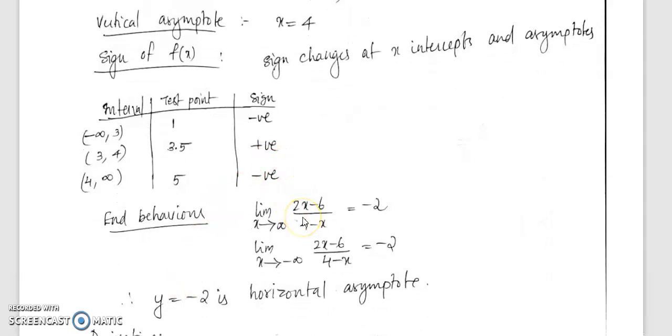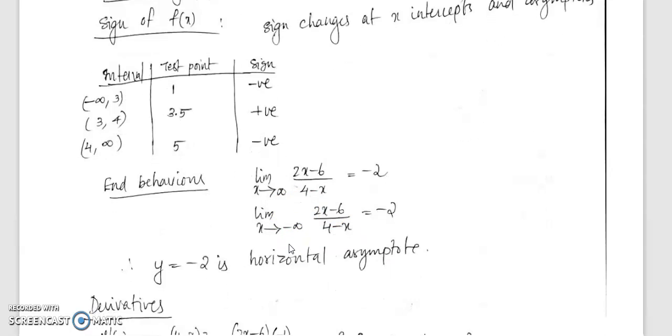So take limit x tends to infinity f of x and limit x tends to minus infinity f of x. So when you evaluate the limit, take x common from numerator and denominator, that will give 2 minus 6 by x over 4 by x minus 1. So the limit value will be minus 2. Both the limits are minus 2. So the limit value is finite. Now if the limit value is finite, then y equal to minus 2 will be the horizontal asymptote. So that gives us the horizontal asymptote.